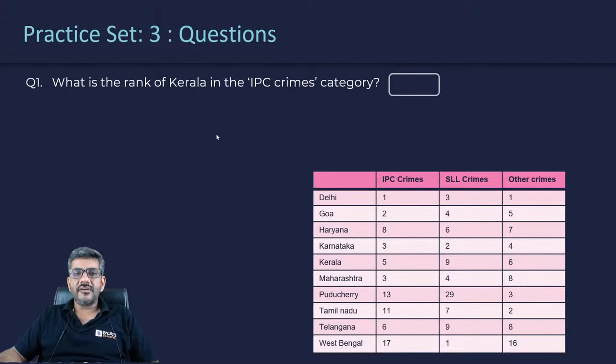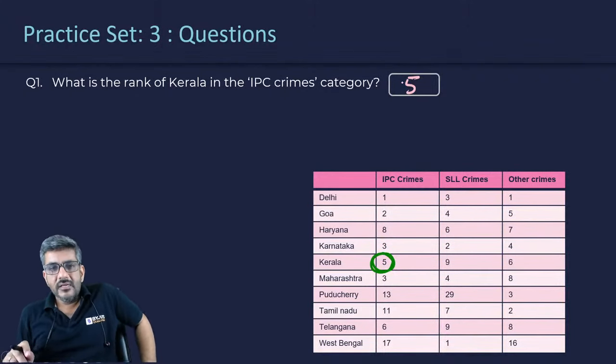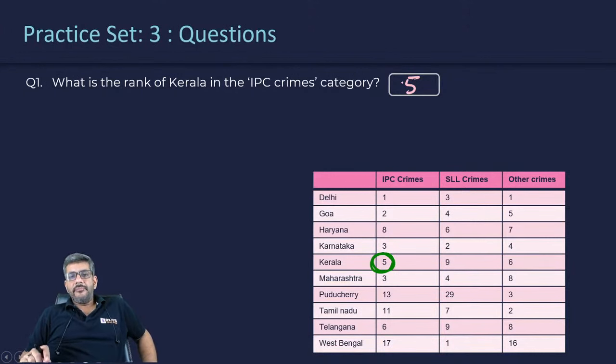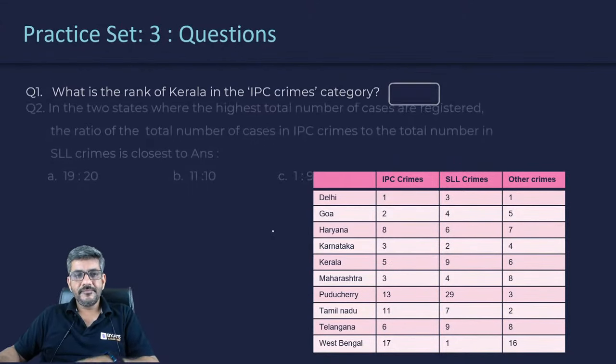what is the rank of Kerala in the IPC crimes category? Rank of Kerala in IPC crimes category. So IPC crimes, Kerala's rank, it is equal to 5. So my answer is 5 for this question. I hope you all would agree. The rank of Kerala in IPC crimes category is equal to 5. That is the answer for the first question. Okay, let's move on to the second.